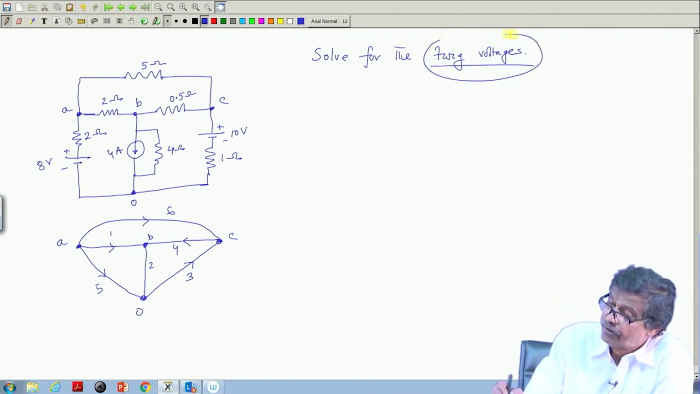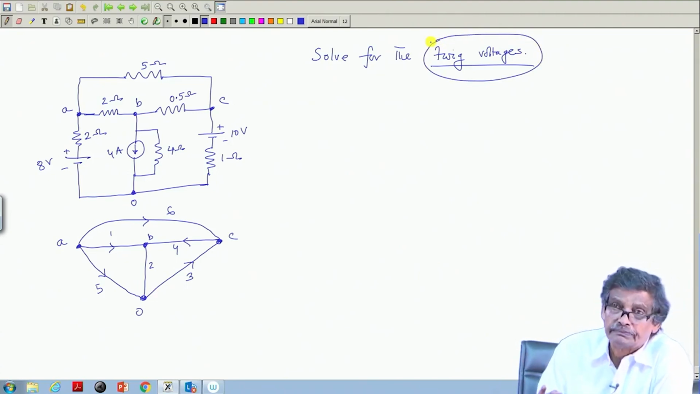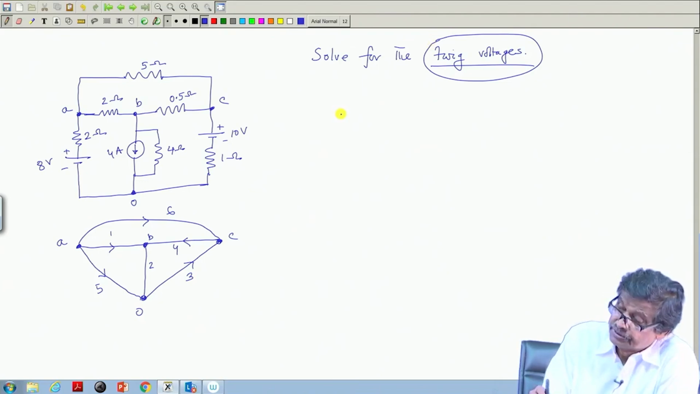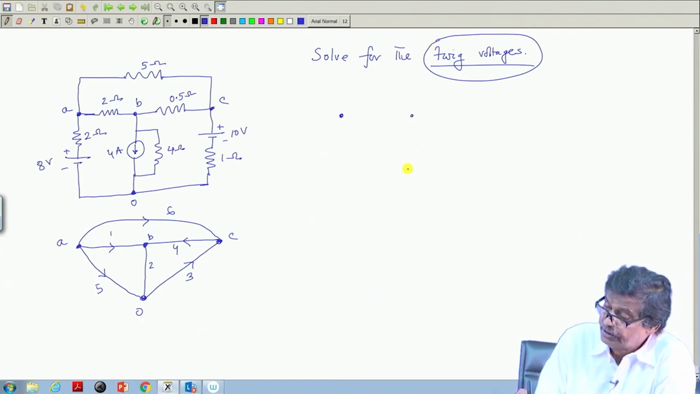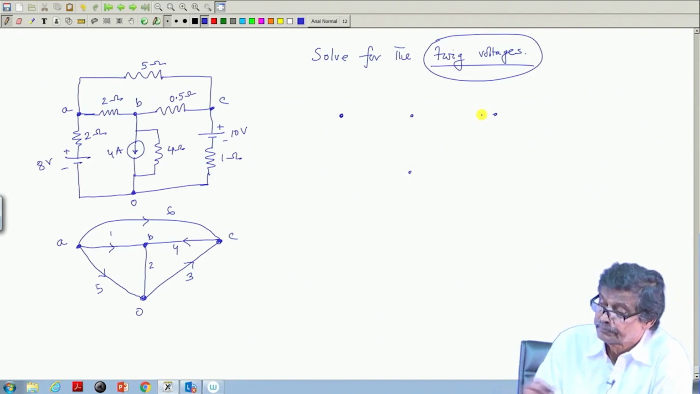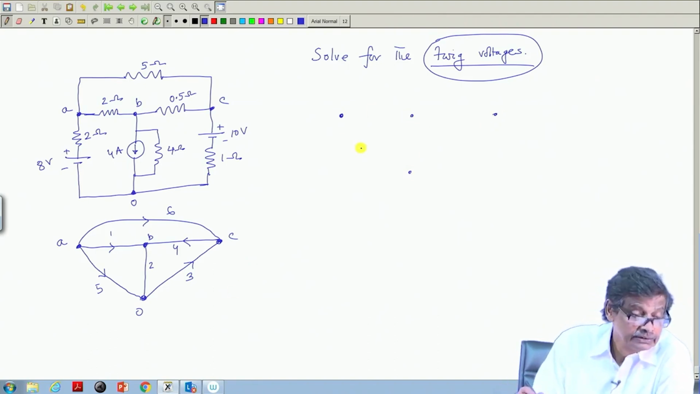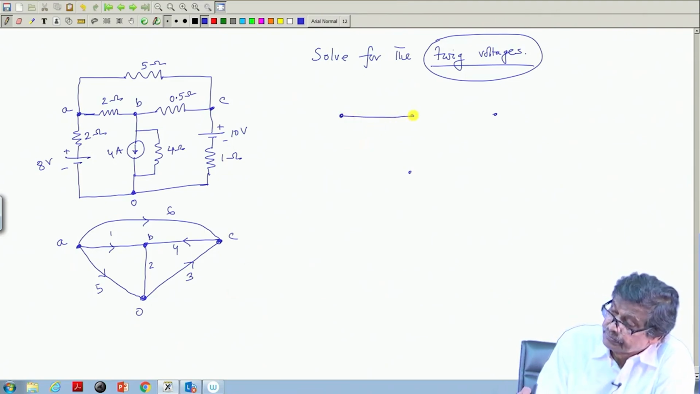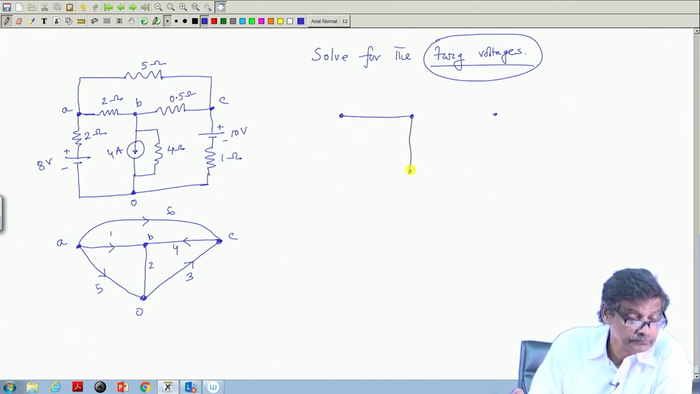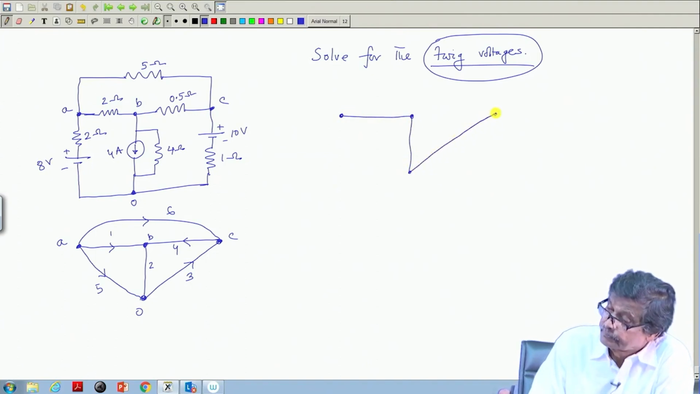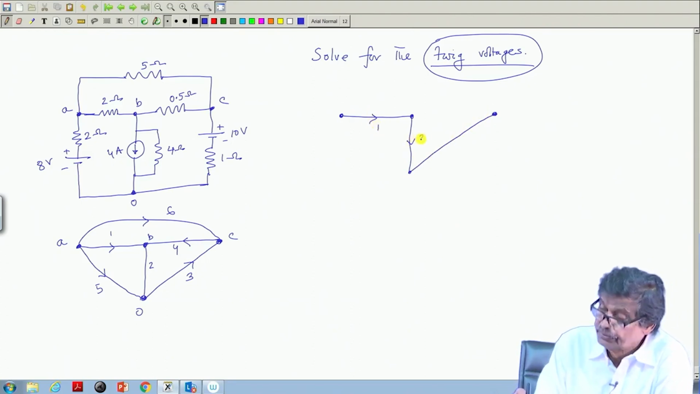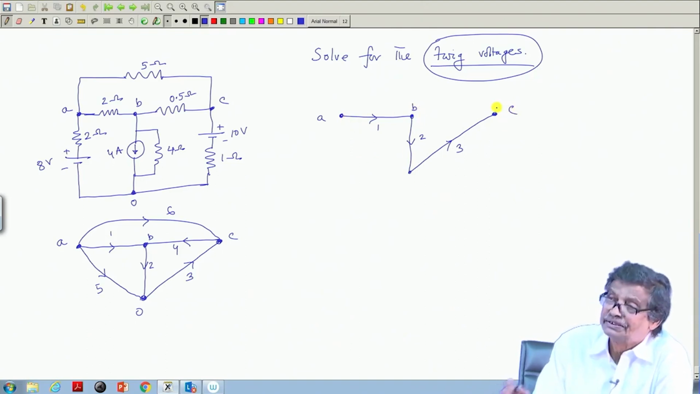In this case, I have to choose a tree, because twig voltage is involved. So, I will choose this as the tree. All the nodes should be present and they should be connected. So, this is what I choose. That is, this is 1, this is 2, this arrow I forgot to give you, and this is 3. This is A, B, and C. So, these are the three twigs.